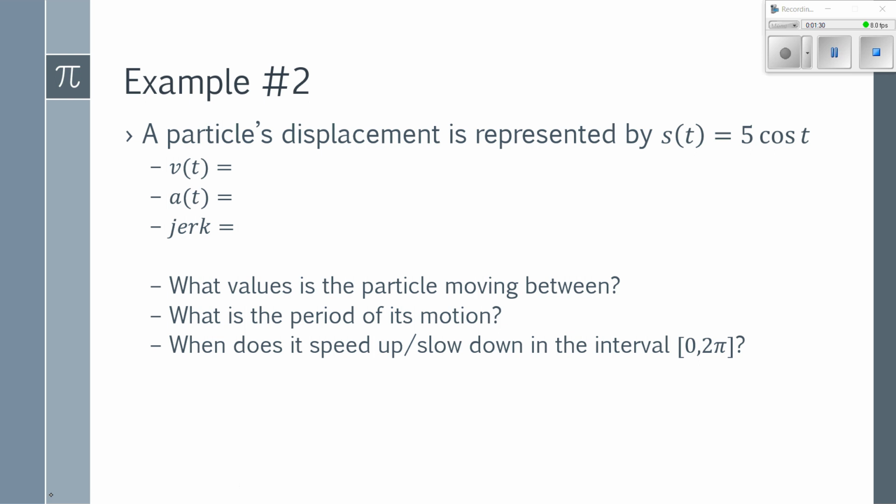So with this, a particle's displacement is represented by s of t equals 5 cosine t. I want to figure out velocity, acceleration, jerk, what values the particle is moving between, what's the period of its motion, and when does it speed up and slow down in the interval 0 to 2 pi.